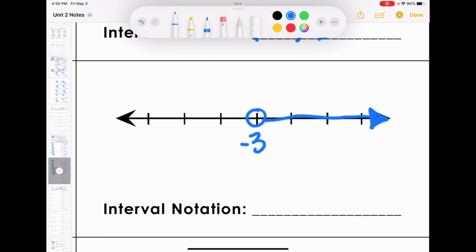Now remember, if it's shaded to the right, it's going to be positive infinity. If it's shaded to the left, it's negative infinity. So our interval notation is going to be parentheses because it's an open circle at negative 3. And then positive infinity with a parentheses.